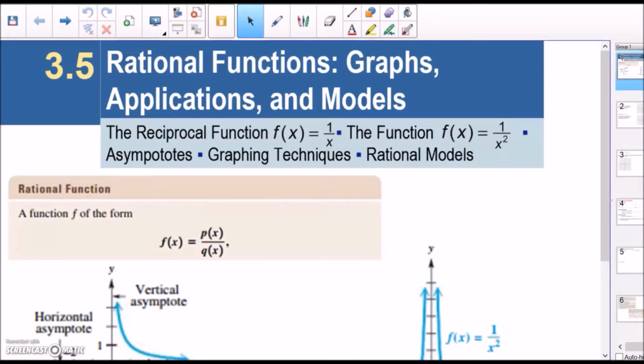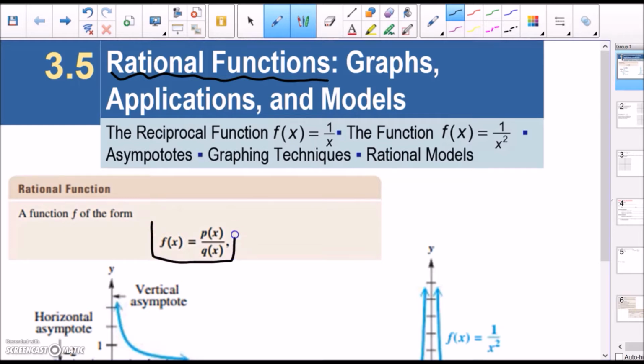3.5, rational functions, graphs, applications, and models. When you see something that says rational functions, it's usually talking about a fraction. So a rational function looks like this, but we're going to have some function on top and some function on the bottom, all right?